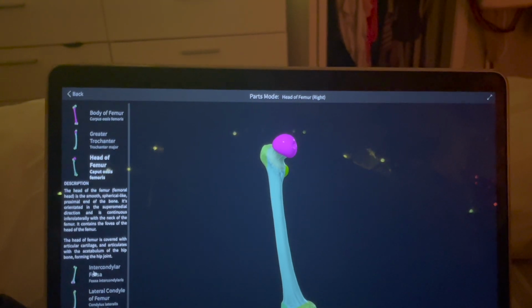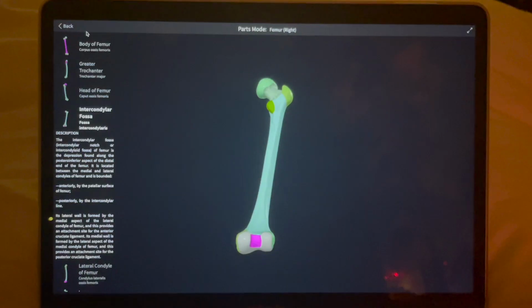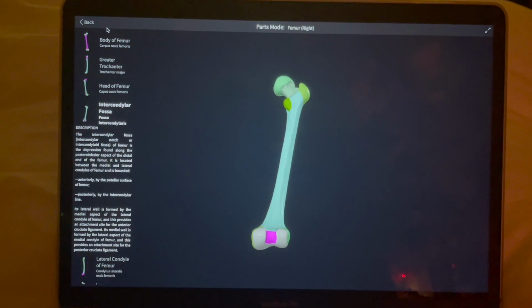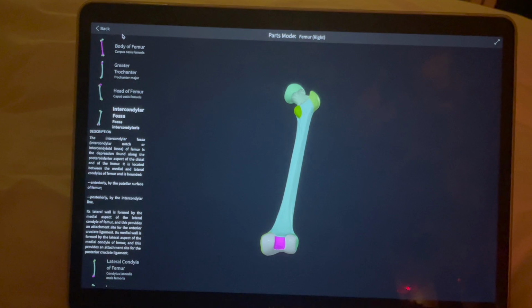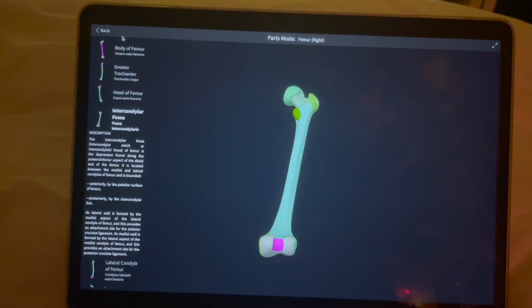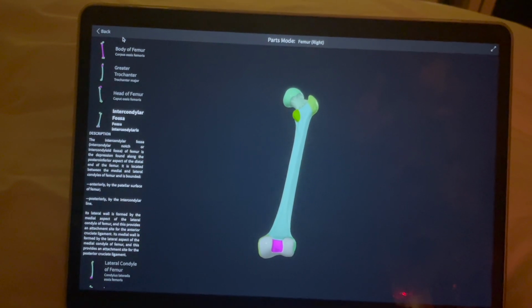Sorry, ball and socket allows for a lot of range of motion. And then we have the intercondylar fossa, which is a notch of the femur, and it's a depression found along the posterior or inferior aspect of the distal end of the femur.